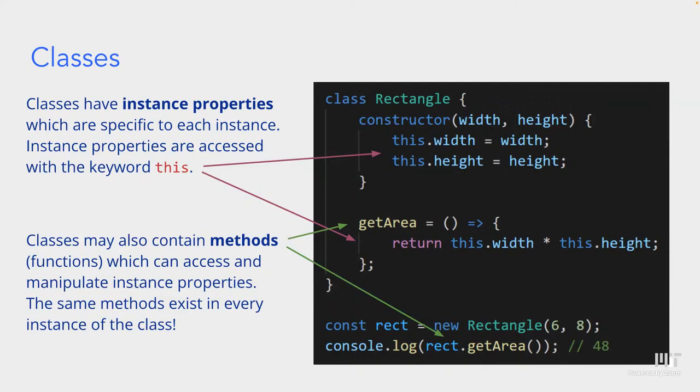syntax below. So on the bottom, we created a new rectangle. How we create new instances of classes is we use the new keyword in front of whatever the class is called, and input the parameters needed in the constructor. So over here, we created a 6x8 rectangle. And then to call the function get area, we use a dot operator. And so we call get area on the rectangle that we have created.